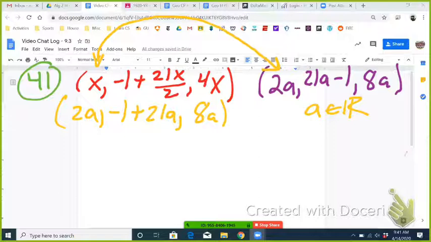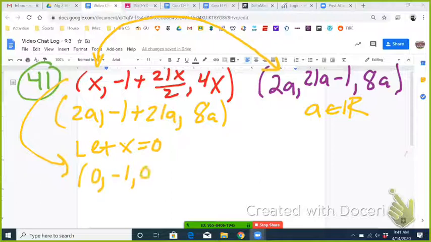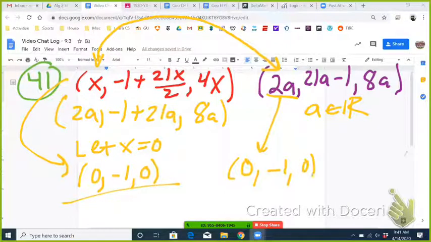Another way to check it would be to take a number, like let x equal 0. If you plug in 0 for x, you get 0, negative 1, 0. So that represents one ordered triple that satisfies the system. Well, you would also plug in 0 for a to make this first term equal 0. So you'd get 0, comma, negative 1, comma, 0. Although that's not proving that these are the same answers, it shows that the same point is on both of these sets. So they're probably the same answers.